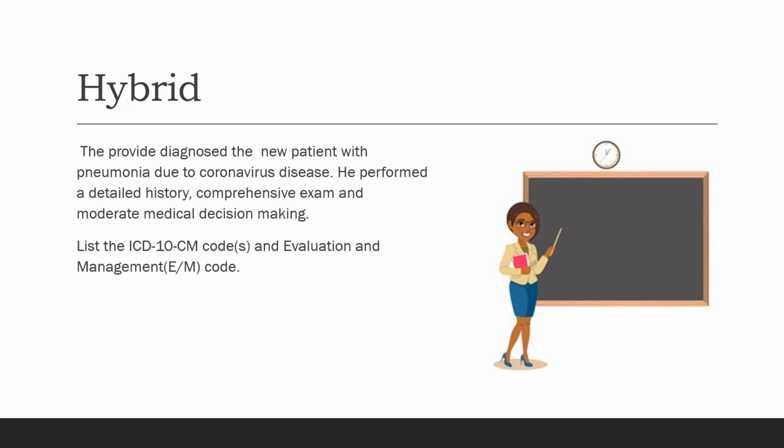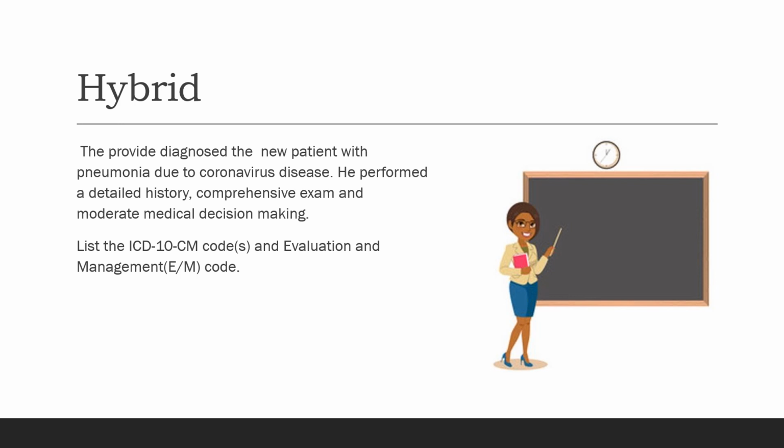So next we're going to get into our hybrid logic game. So hybrid is a combination of sequencing as well as grouping. In our example here, the provider diagnosed a new patient with pneumonia due to coronavirus disease. He performed a detailed history, a comprehensive exam, as well as a moderate medical decision making. So here we're going to list the ICD-10-CM codes or diagnosis codes, as well as the evaluation and management code.